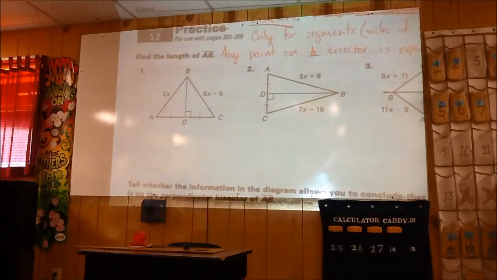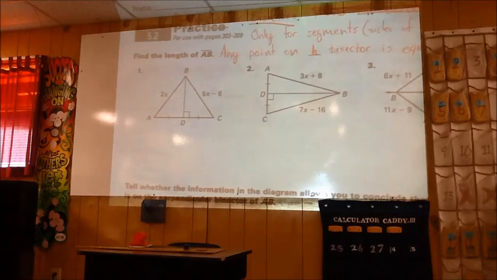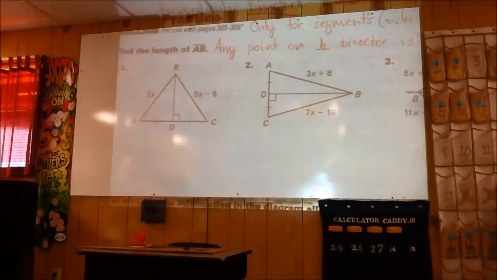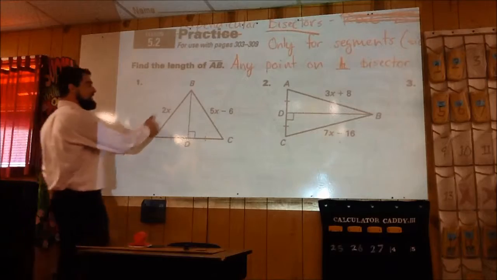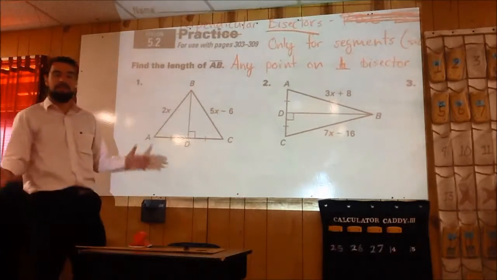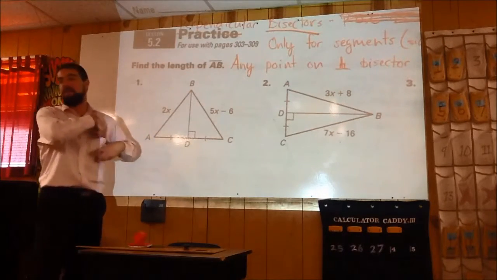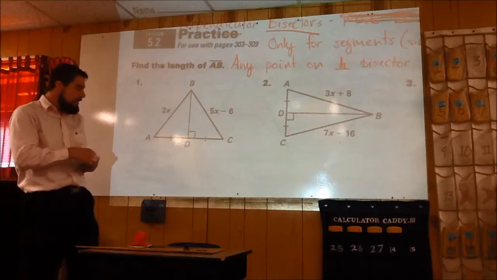So if we look at an example, let's look at number 1. It tells you our end goal is to find the length of segment AB. So we need to eventually find out what the length of this segment is. But first, let's just figure out what is going on in this diagram.